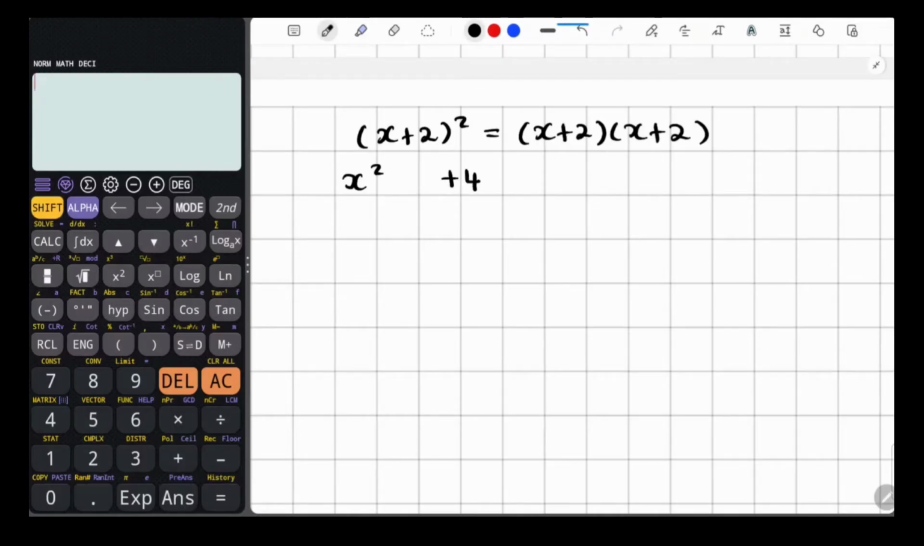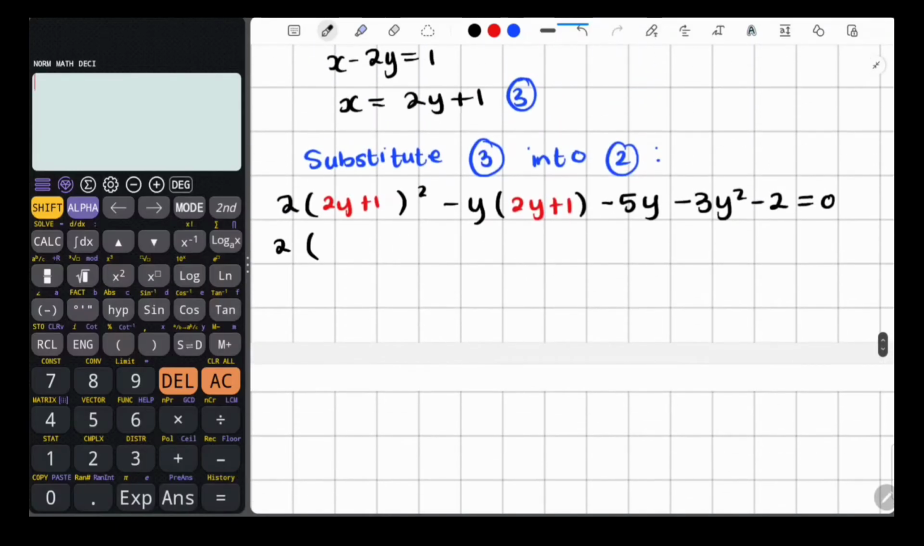Then to get the middle term, you just say the first term multiplied by the second term. That's 2x. Then take that and multiply it by 2. And that will be 4x. And that's how to simplify that in a quicker way, just so that you can avoid making any mistake. Okay, so we're going to do that with this now.